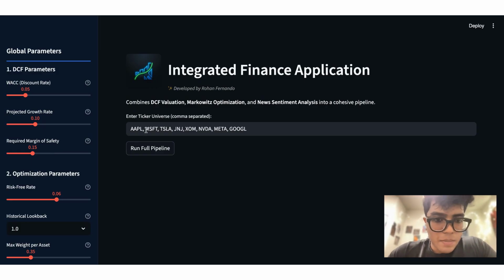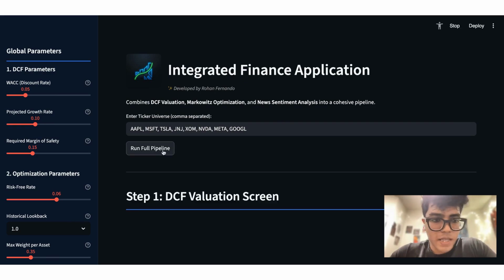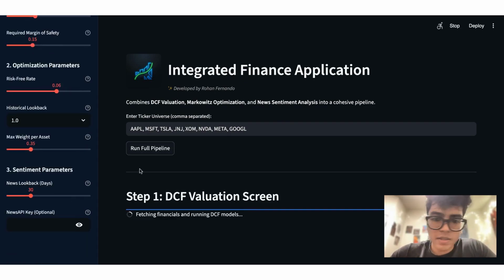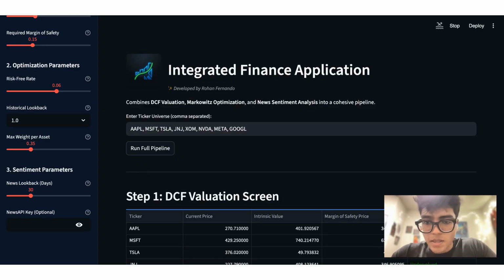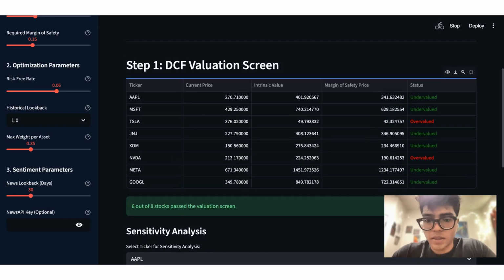So as you can see here, I put in a couple of stock tickers, and these are pretty famous: Apple, Microsoft, Tesla, and so on. If we press run, it will do the analysis for us given these parameters. So these eight stocks span technology, healthcare, energy, and consumer sectors. Diversifying the input universe is important because the optimizer needs variance in return profiles to find meaningful trade-offs on the efficient frontier. Once I've clicked this, as you can see, it does step one.